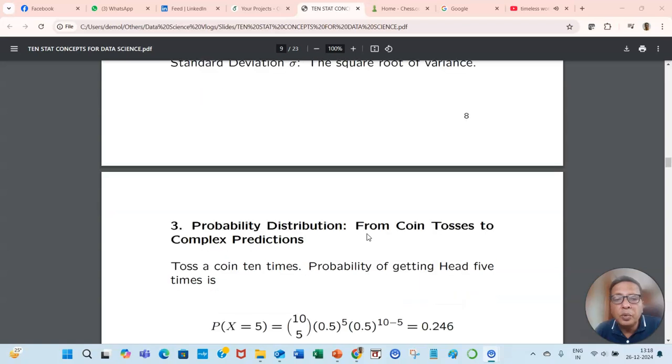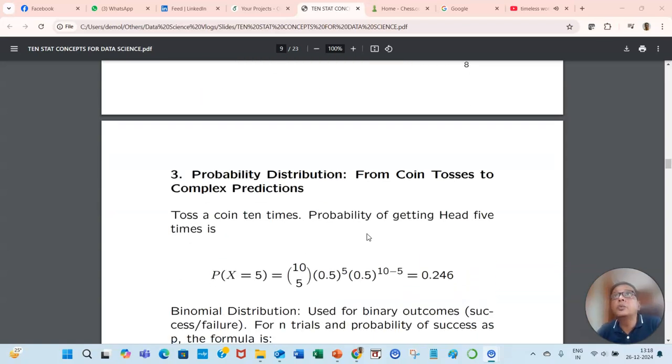Then we need to know about the probability distribution. I will talk about two distributions. One is binomial and another is normal.